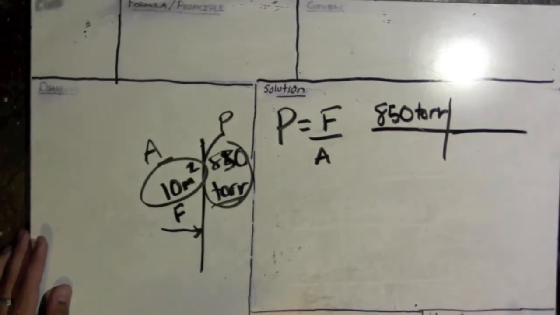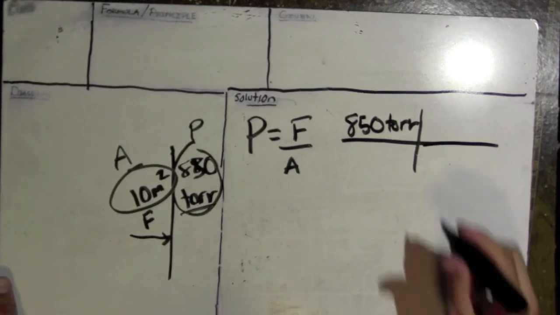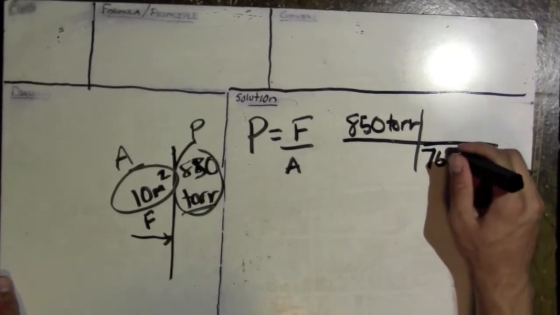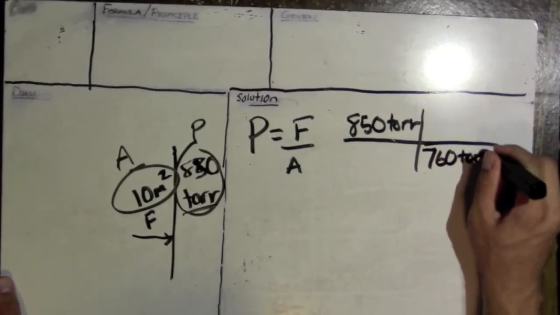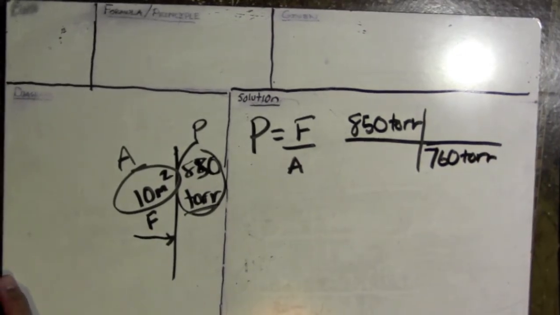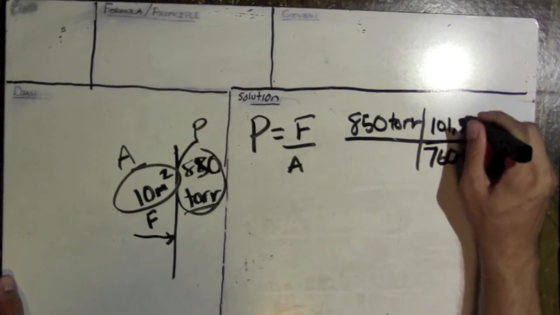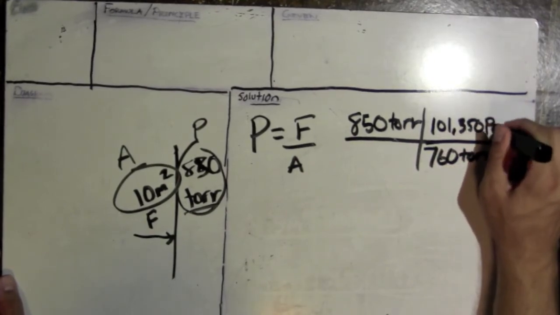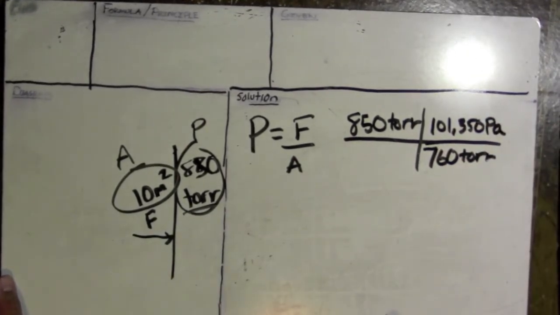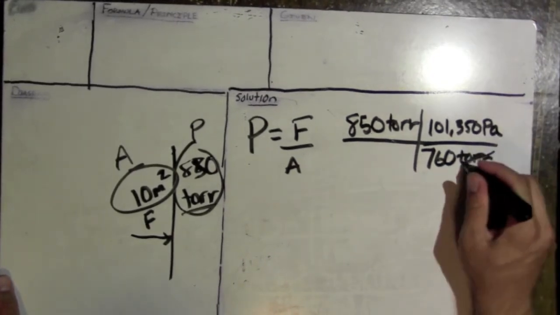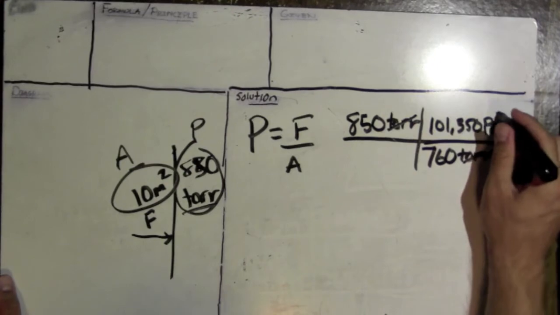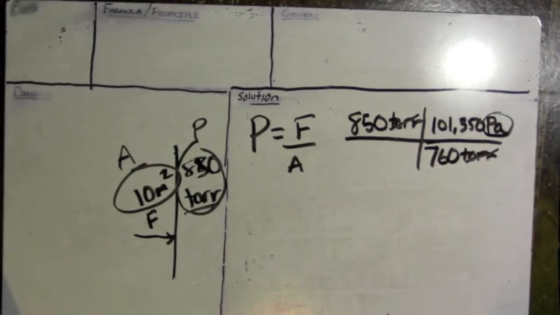Okay? So if you look at your chart in the book, there are 760 torr, and that is equal to 101,350 pascals. That's our conversion factor. We have all these things equal to 1 atmosphere. Torrs cancel out, so what we're left with is pascals, which is what we want to be in.